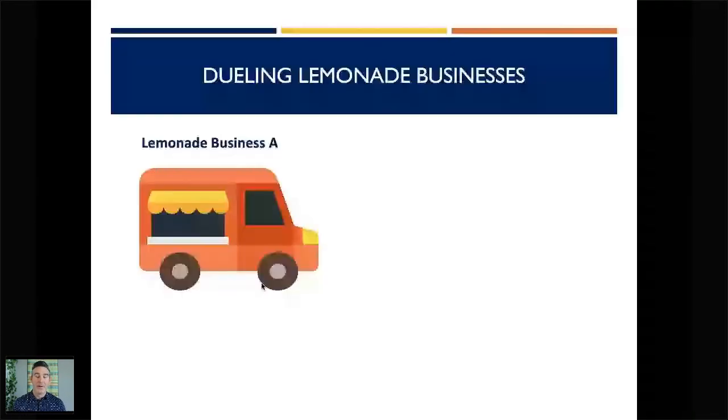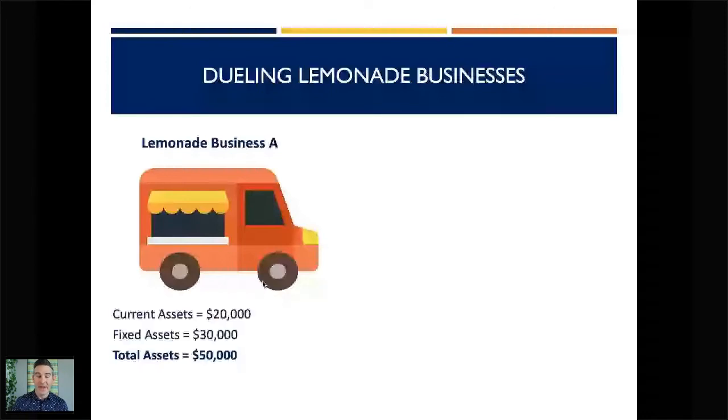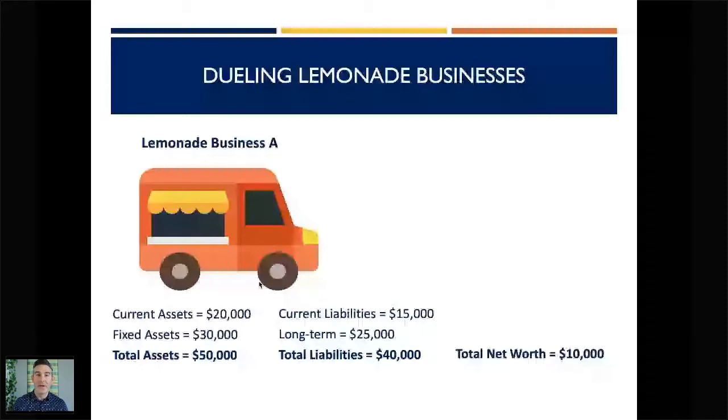Okay, so we have our lemonade business. This truck seems like a pretty good contender. Again, we know there's $50,000 in assets, and how that broke down was current assets of 20,000 with fixed assets of 30,000. We know our liabilities are 40,000, and they broke down in terms of current 15, long-term 25. And we know that gave us a total net worth of $10,000.